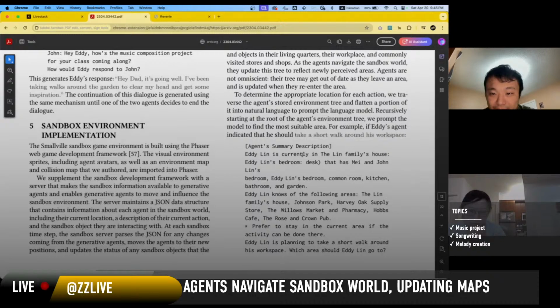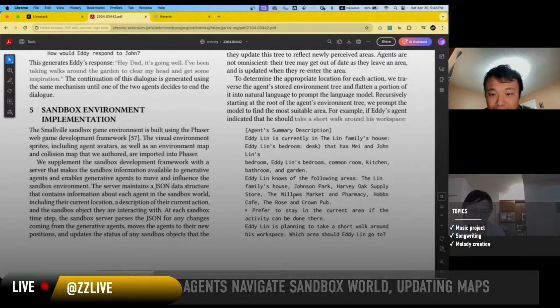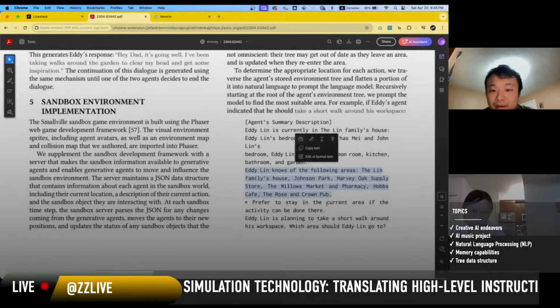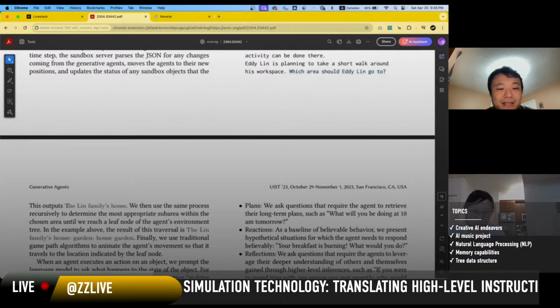Agent currently in Link's family house. And the Link knows of the following areas: Link family house, Johnson Park. Okay, he knows these areas. This is his memory. Prefer to stay in the current area if the activity can be done there. Wow. He's planning to take a short walk around his workspace. Where should Eddie go? Which area should he go? And the output is Link's family house.